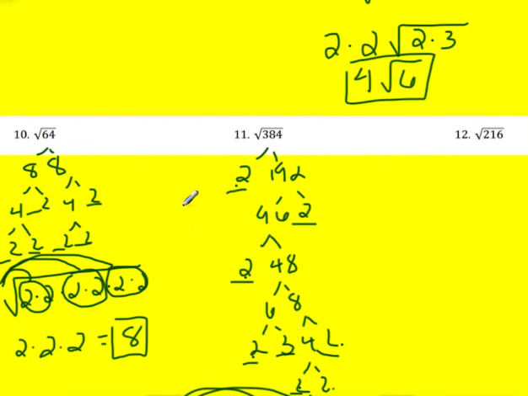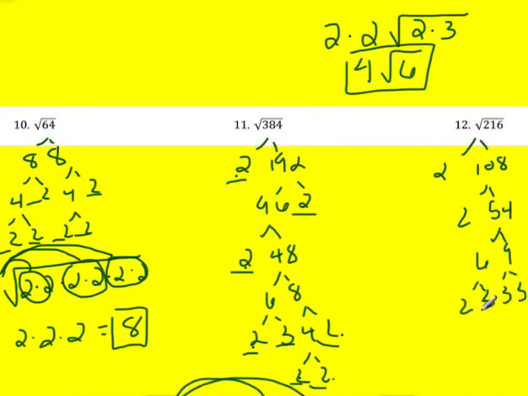Same thing with 216. I don't know what multiplies to 216, so I divided it by 2, and I got 108. Well, I don't know what multiplies to 108, so I'm going to divide it by 2 again, and I got 54. Well, I know things that go into 54, that's going to be 6 and 9. 6 I can break down to 2 and 3. 9 I can break down to 3 and 3.